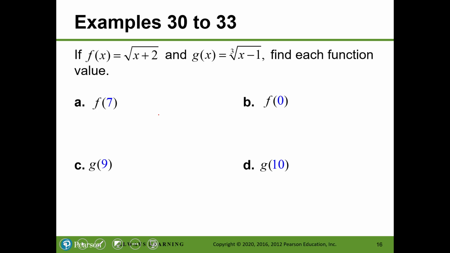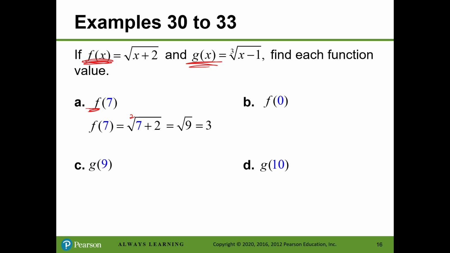So let's just get used to plugging numbers in. Notice I have two functions. I have an f function and I have a g function. So please be careful what they're asking you to plug the number into. In part A, they're asking you to plug it into f, aren't they? Which means it would look like this, wouldn't it? You know what 7 plus 2 is as well as I do. That's right, 9. And this is a square root because you don't see the little index. And the square root of 9 is?